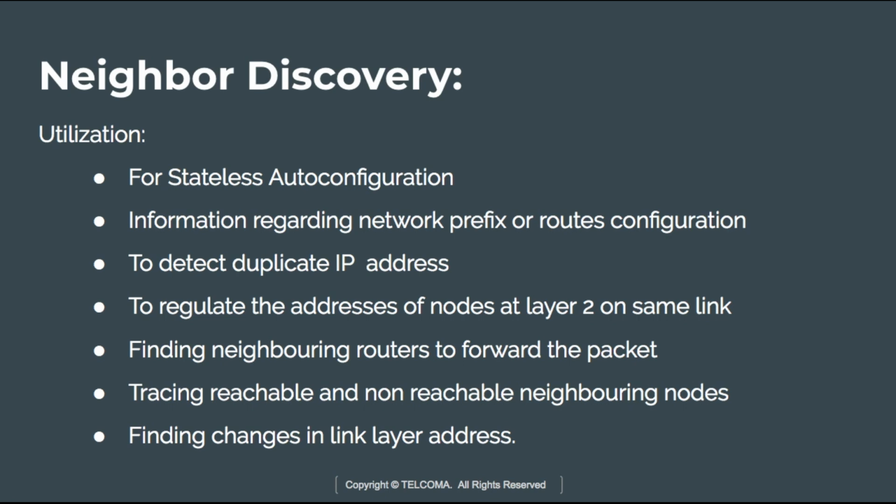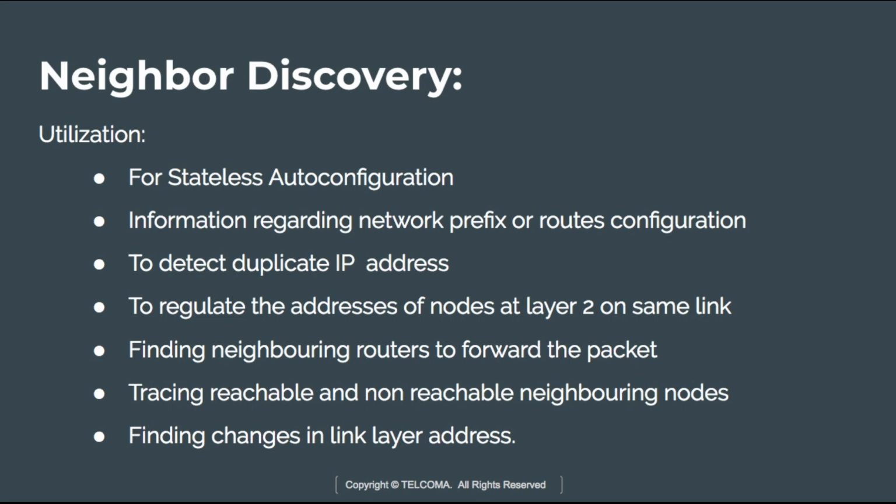So these are the various functions of the neighbor discovery protocol. After that, the utilization of neighbor discovery. The first one is auto configuration, so it will do the stateless auto configuration of IP addresses. Next, the information regarding network prefix or route configuration is given by the neighbor discovery protocol. Next is to detect duplicate IP addresses. It is also done by neighbor discovery, as well as resolving the addresses of nodes at layer 2 on the same link.